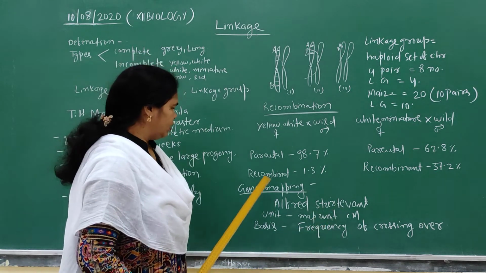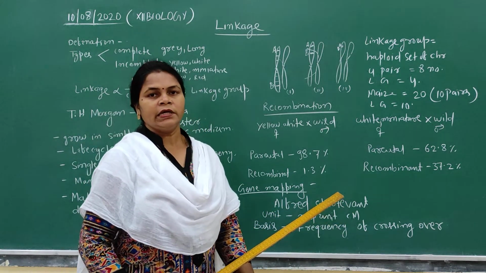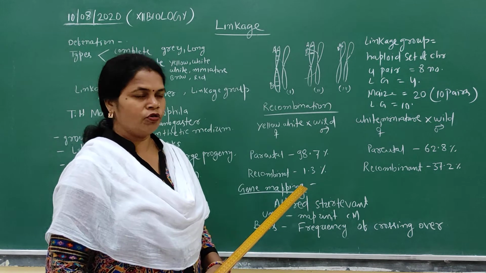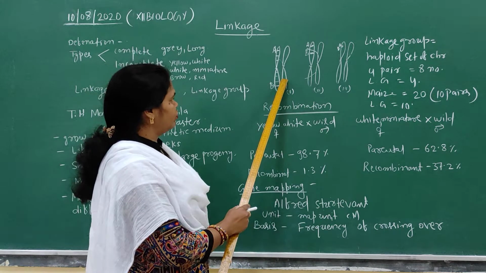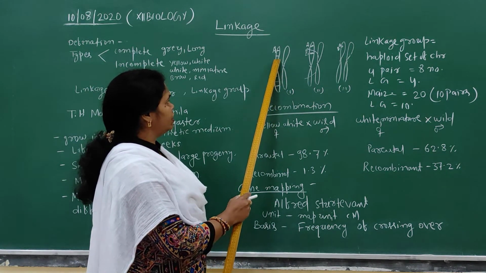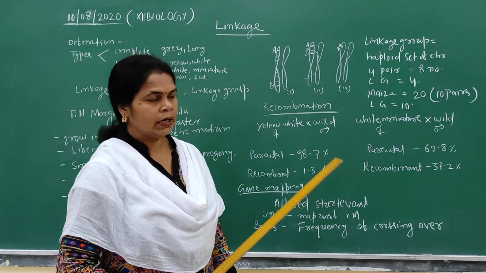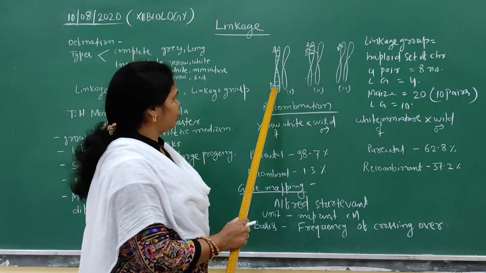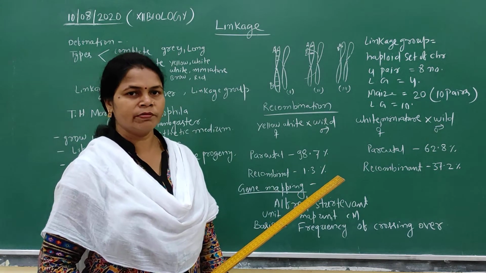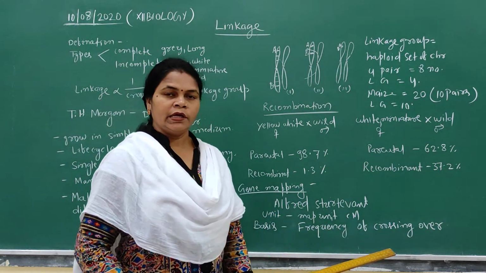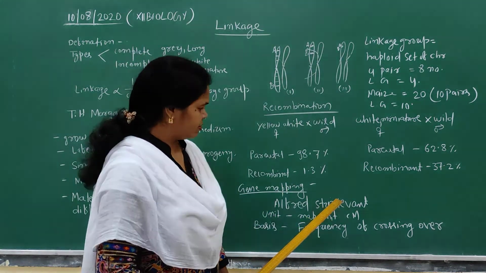Now we come to the gene mapping process. Here Alfred Sturtevant mapped the gene on a chromosome. So what is mapping the gene on a chromosome? This is the chromosome, and the location of a gene on a chromosome is called gene mapping. The unit of gene mapping is the map unit, that is called the centimorgan.